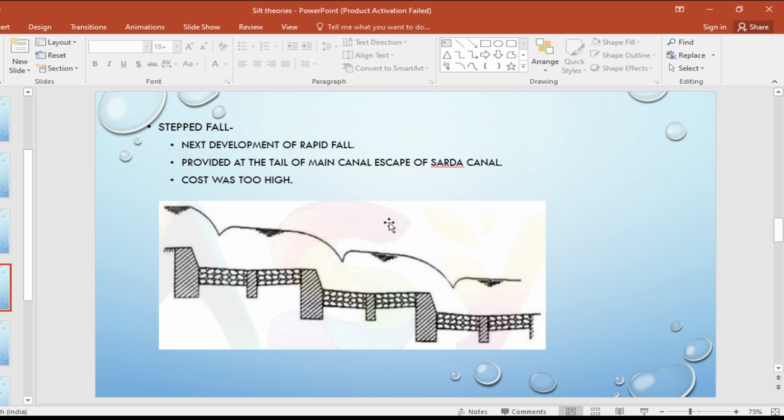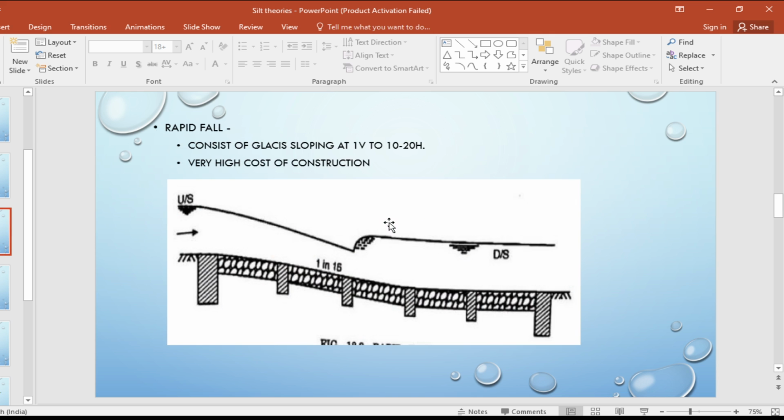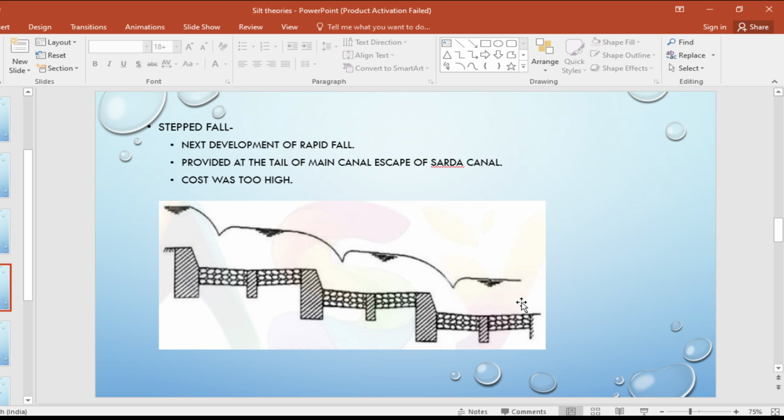Step fall was the next development of a rapid fall. Okay, रैपिड फॉल की नेक्स्ट डेवलपमेंट है. ओनली द थिंग इज रैपिड फॉल को यहाँ पे स्टेप्स प्रोवाइड नहीं किए हैं. This is the next development of it.